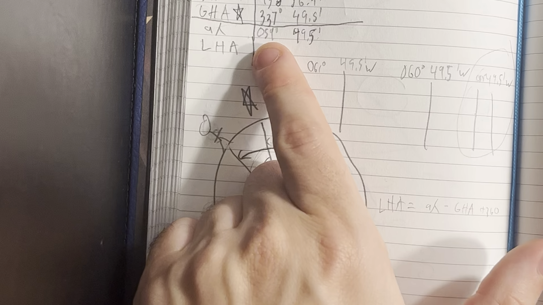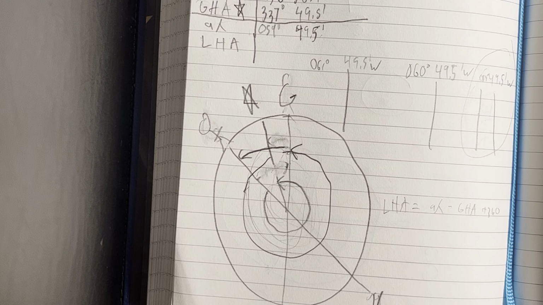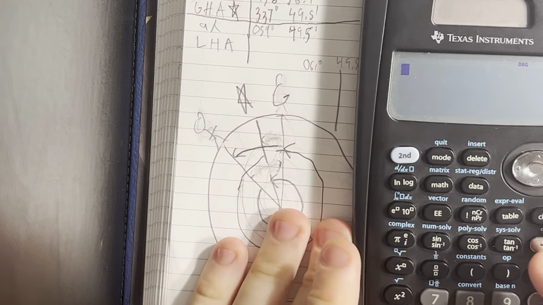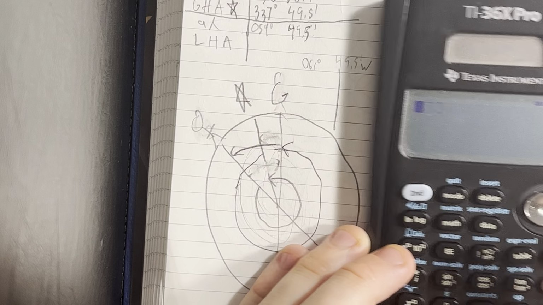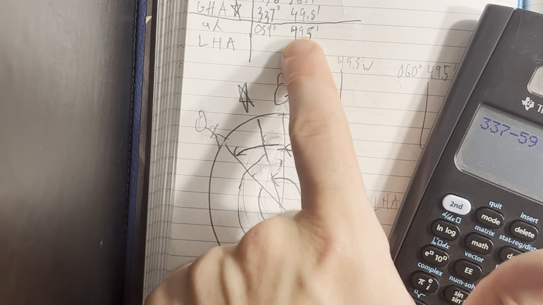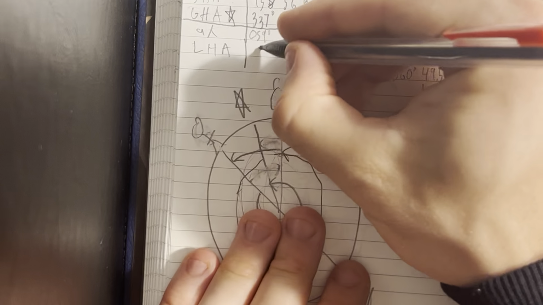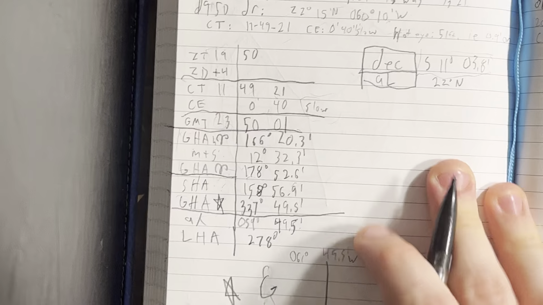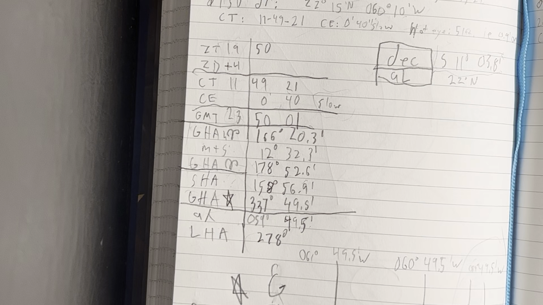So ultimately, just remember east add, west subtract, and do the diagram. Even if it confuses you, it will eventually make things clearer. Just make sure you don't mess up. 337 minus 59, because we can ignore the minute values because they just come out to 0. We get 278 degrees. Okay, and that would be the process for getting the LHA and declination of the star.